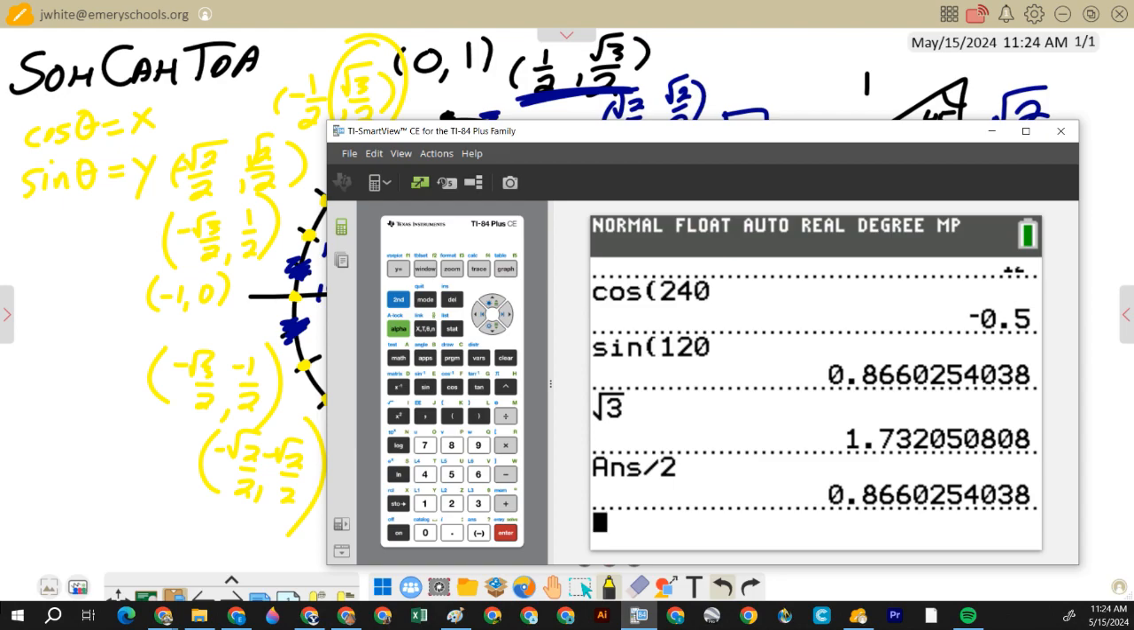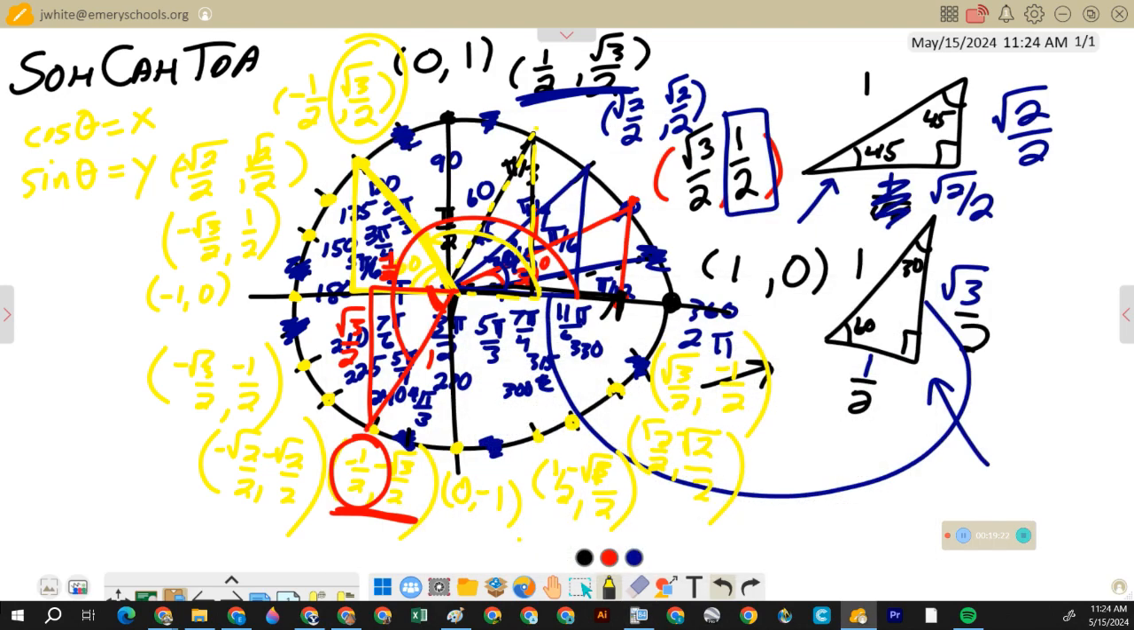Okay. All right, what about the cosine of 7 pi over 4? So we go to 7 pi over 4, which is right here. Cosine is the x value, root 2 over 2. Okay. What about the sine of, let's do 480 degrees?